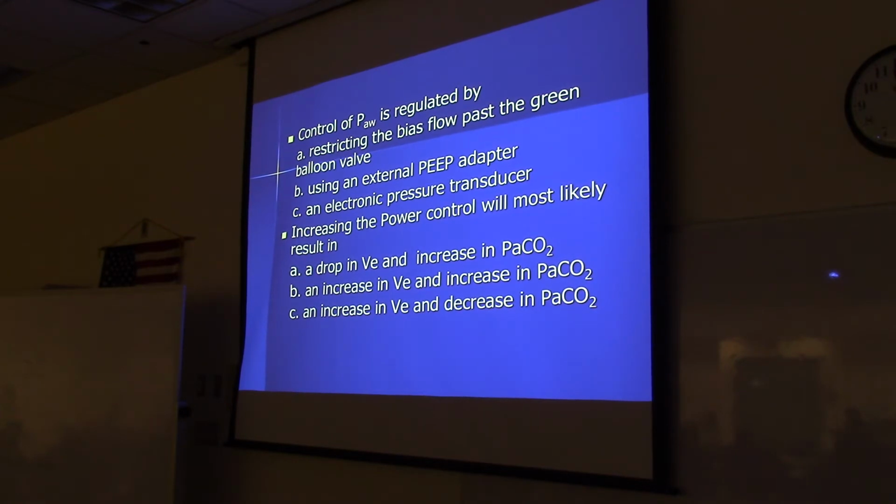So it's the bias flow past the balloon valve. That's how you control the mean. So the correct answer is A.